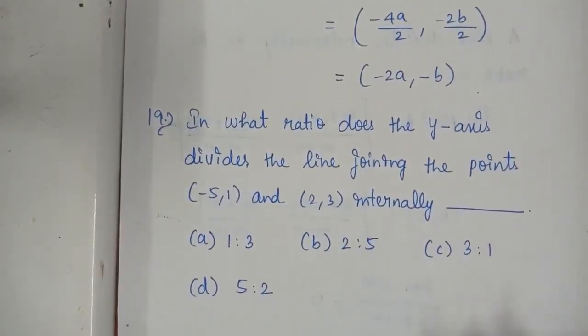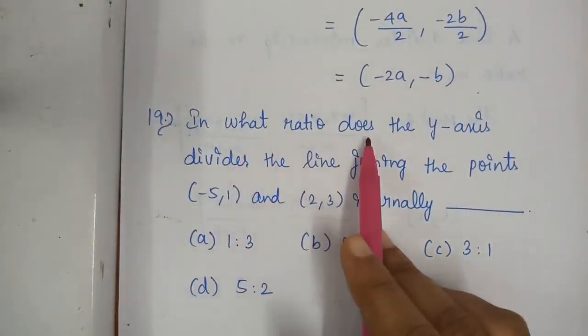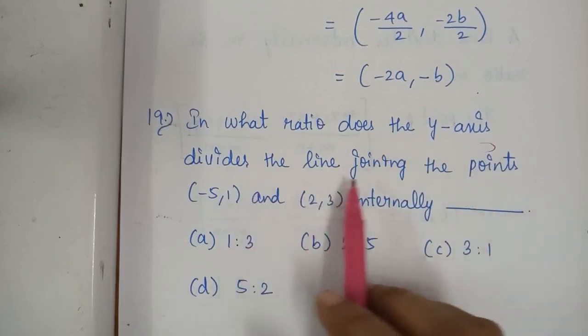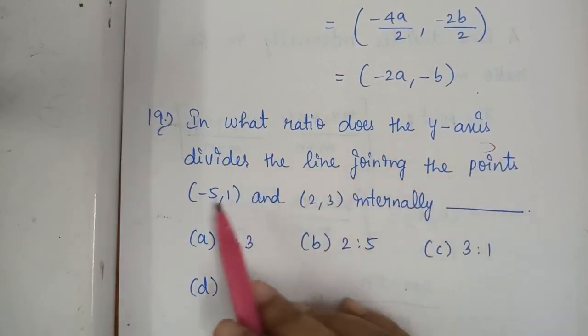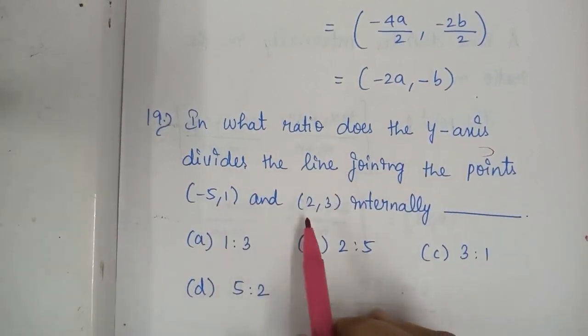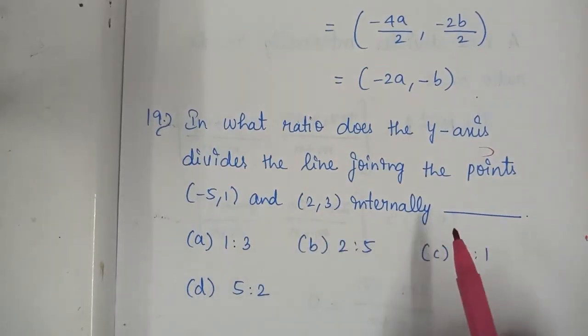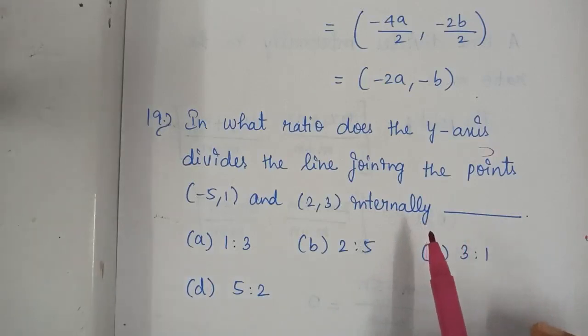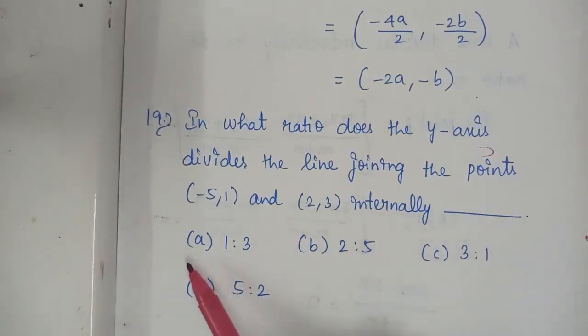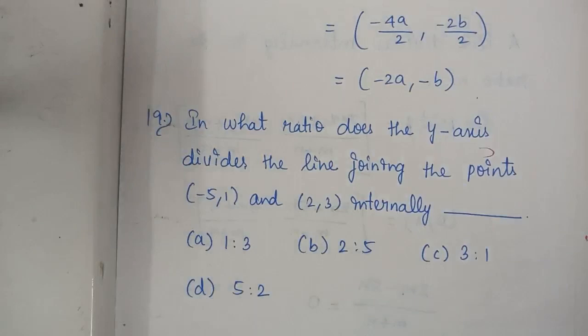Then question number 19. In what ratio does the y-axis divide the line joining the points (-5, 1) and (2, 3) internally dash. You have to find the ratio, that is the value of m and n. So option A is 1 is to 3, option B is 2 is to 5, option C is 3 is to 1 and option D is 5 is to 2.